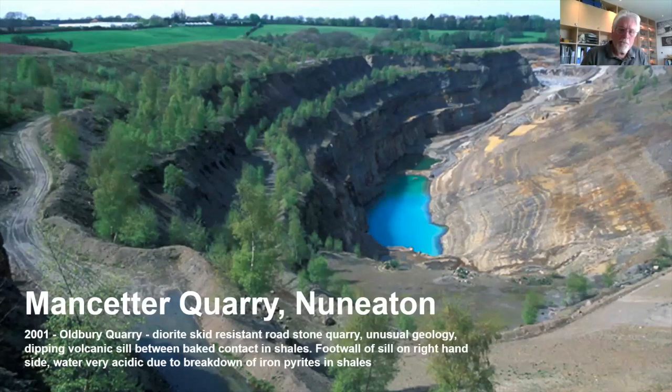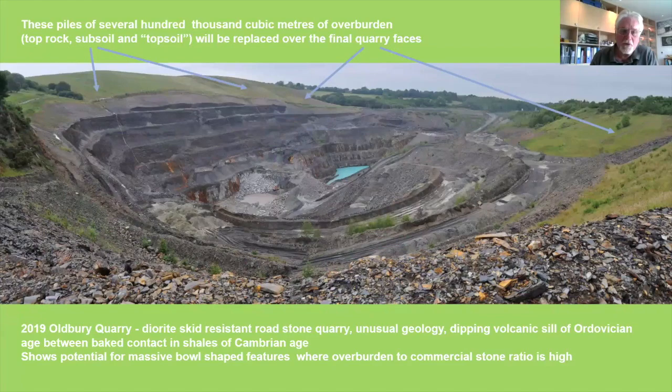Okay, going on to a bigger quarry now. This is Mancetter Quarry at Nuneaton. Very interesting geology. What you're looking at there on the right-hand side is this sort of footwall of what's called a dipping sill, a volcanic sill, but a sill happens within the earth rather than on top. And that dipping sill is this very skid-resistant stone used for the surface of the roads. And this is it in 2001, the point at which I, along with other people, wrote a biodiversity action plan for the quarry, and as to what would happen and what we'd encourage and how we could facilitate things into the future. This is Mancetter Quarry, and we're going to see a series of slides here. That's what it looks like in 2019.